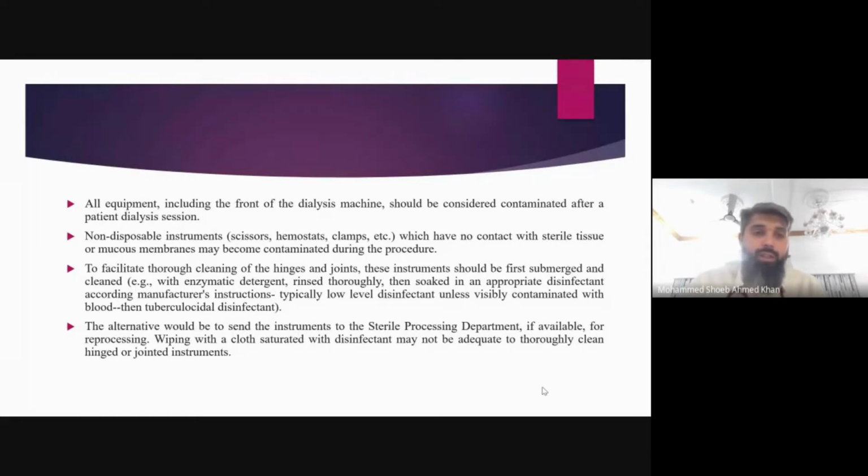To facilitate the thorough cleaning of the hinges and joints, these instruments must be submerged in that enzymatic detergent, rinsed thoroughly, and soaked in an appropriate disinfectant according to the manufacturer's instructions. Typically, a low-level disinfectant is used, unless visibly contaminated with blood, then we need to use a tuberculocidal disinfectant. The alternative would be to send the instruments, as I have just told, to the sterile processing unit where ETO can be done.